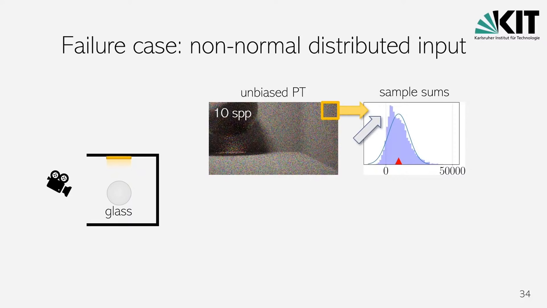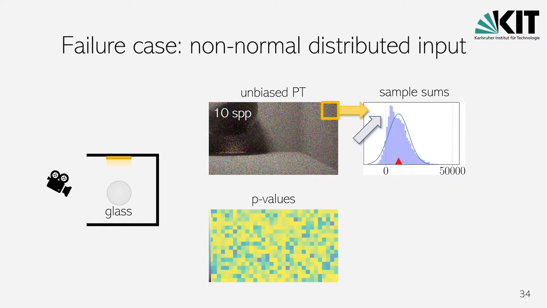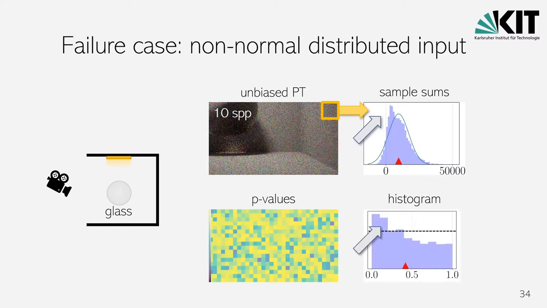And what this means for the test is that if we test the unbiased path tracer against itself, the color block image still looks fairly homogeneous, maybe a little bit more yellow than before, but the histogram is actually strongly skewed towards small p-values. So in this case, Welch's t-test thinks the two renderers will converge to different images simply because the input is not normally distributed anymore.